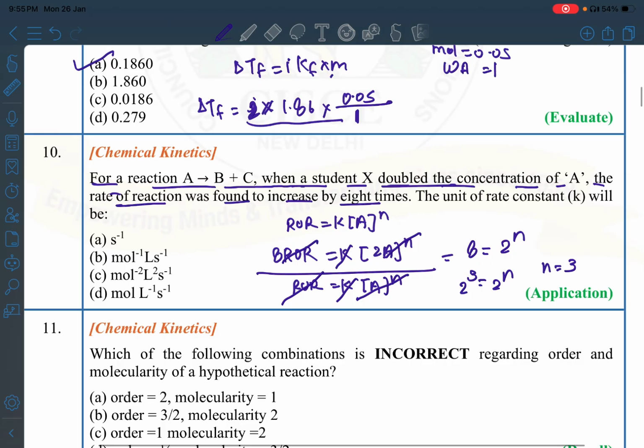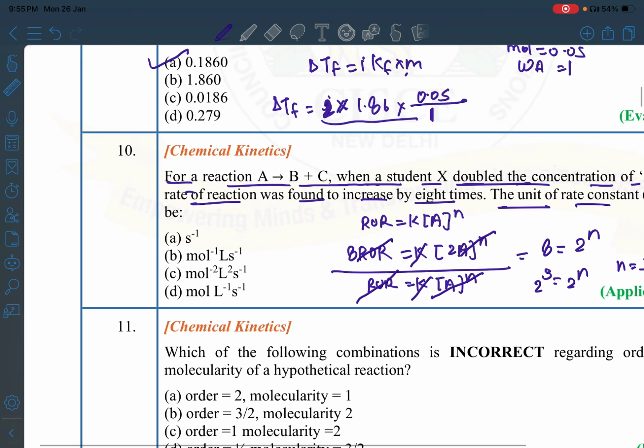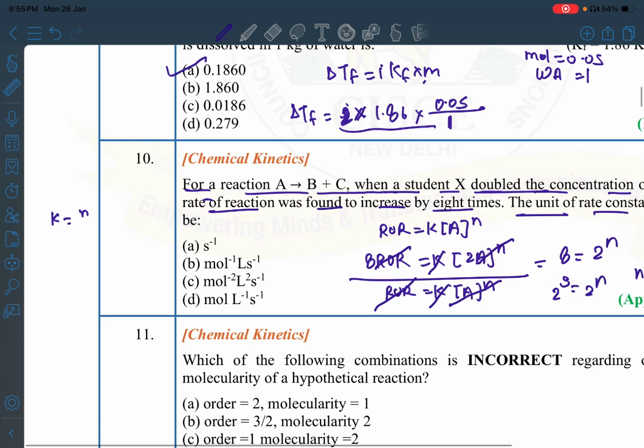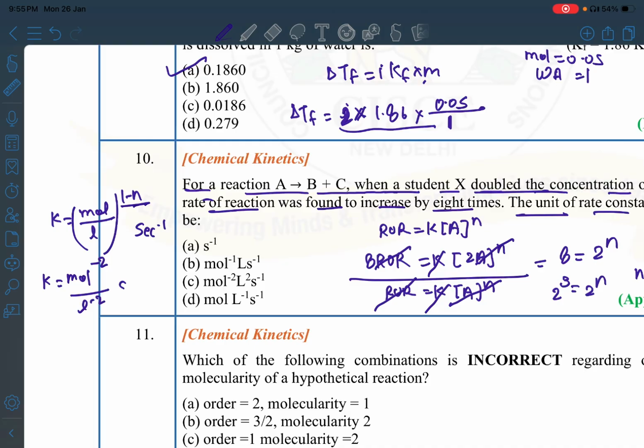Now, what is the question? The unit of rate constant. So the unit of rate constant K is mole per liter to the power 1 minus n, where n is the order of reaction, and second inverse. Okay, n is 3, which we found from the equation. So mole to the power 1 minus 3, which is minus 2, divided by liter to the power minus 2, second inverse. Then liter goes up, so K is equal to mole minus 2 liter square and second inverse. So option number C is the correct answer for question number 10.